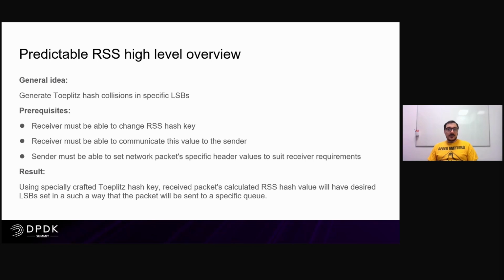Obviously, in order for this to work, certain prerequisites must be met. Receiver must be able to change its RSS hash key. Receiver must be able to communicate this value to the sender somehow, and sender must be able to use this value as a specific packet header field. For example, in NAT we can choose translation port. In TCP/IP stack we can choose source port. In MPLS we can choose MPLS label and ask the neighboring P router to use that via any control plane mechanism.